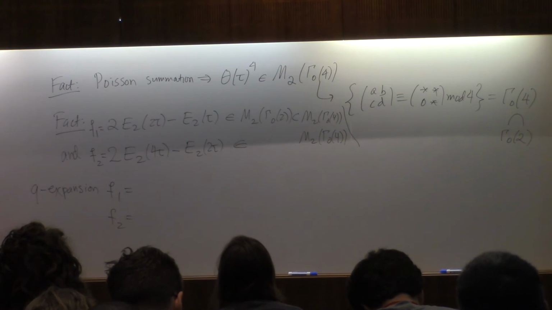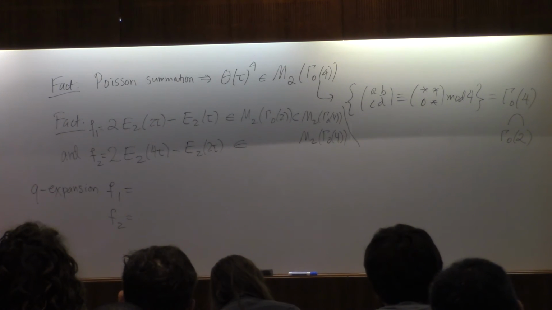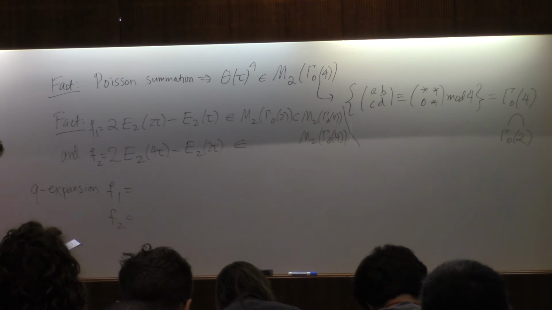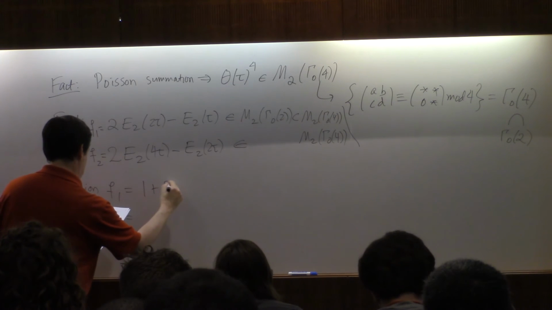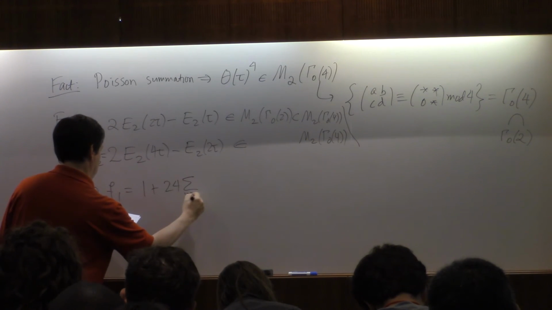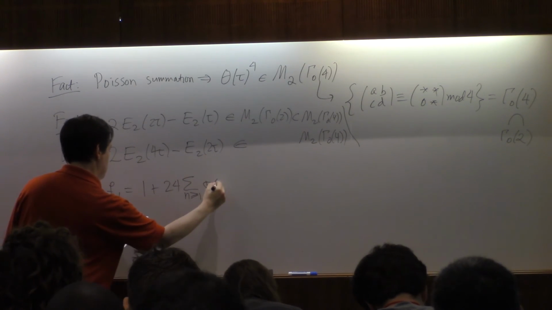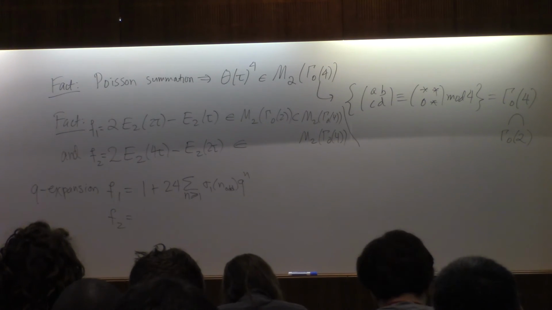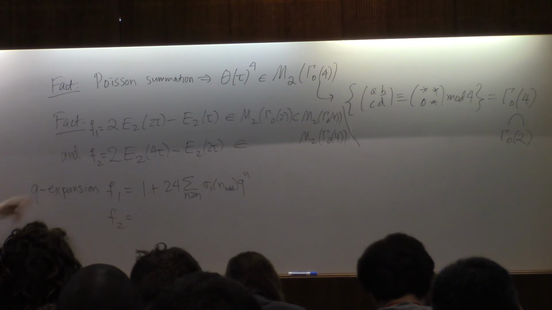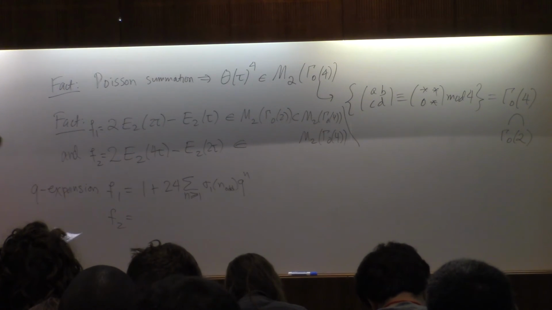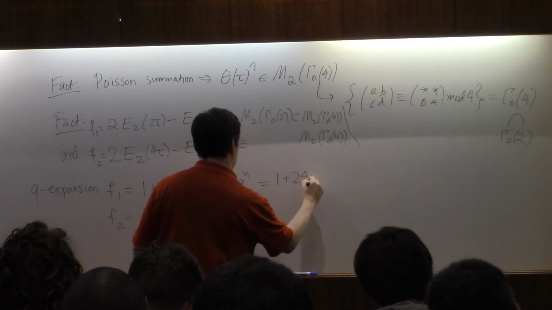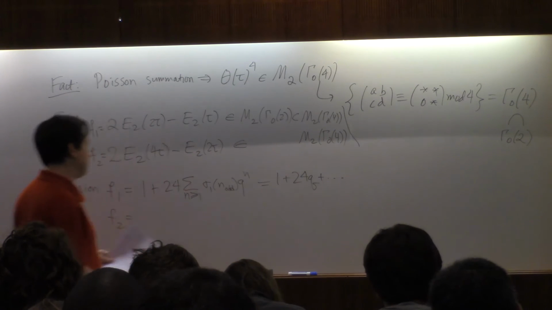So the q expansion of this guy, F1, is 1 plus 24, summing over n, sigma 1 of n odd, q to the n. Okay? It is a plus 24, not a minus 24. You do have a difference here. Anyway, you just work this out. Here are the first two terms, 1 plus 24q, dot, dot, dot.